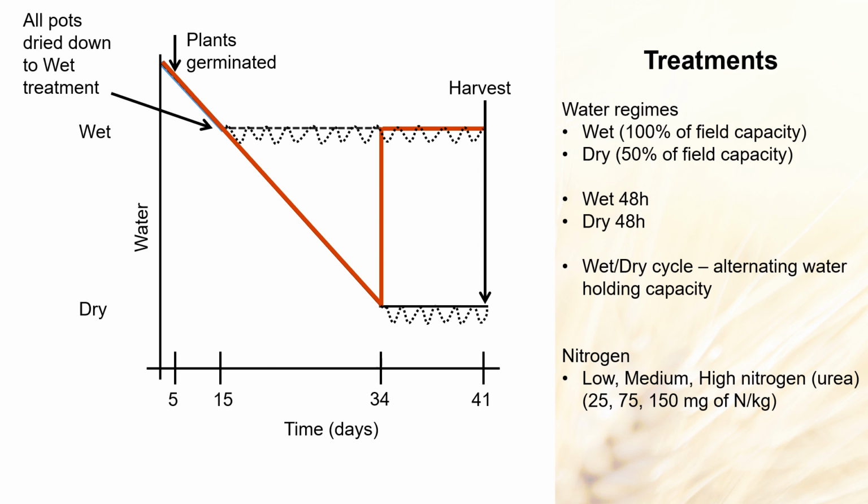Now, for those of you who don't know what field capacity is, essentially it means that all the soil pores in the soil are filled with water, but no water is leaking out of the soil volume.